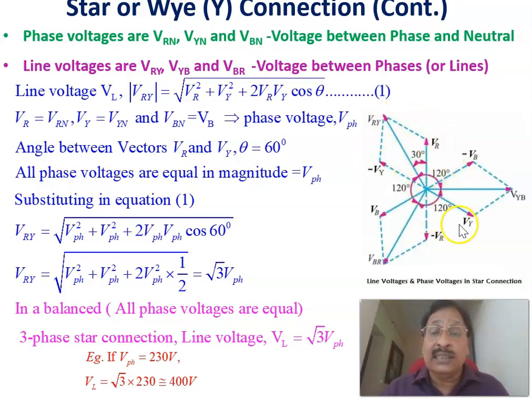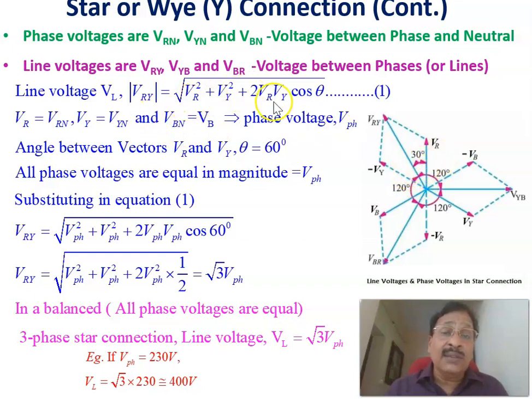VR is this vector, Vy is that, minus Vy is this one, projected at 180 degrees. Therefore, if you add these two vectors, you will get Vry. In order to add as per the parallelogram law, this vector Vry has magnitude equal to root of Vr square plus Vy square plus 2 Vr Vy cosine of the angle between Vr and minus Vy, this angle equal to 60 degrees.